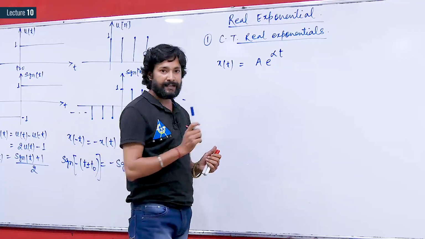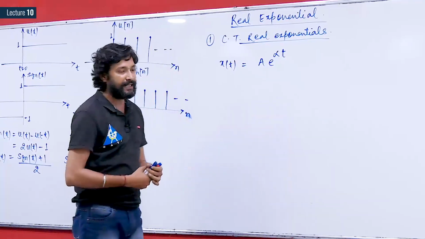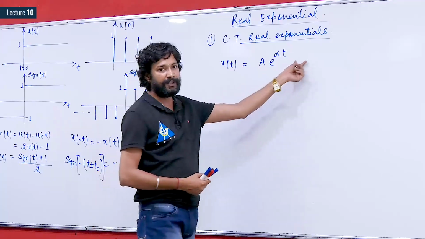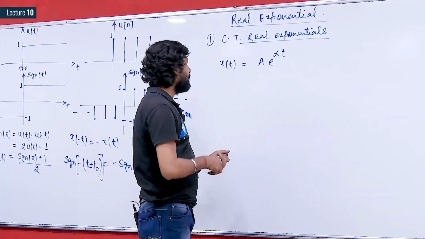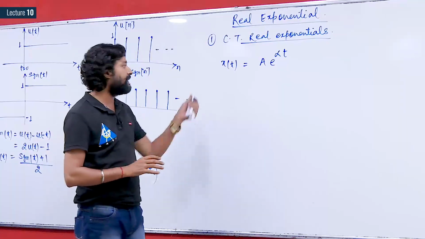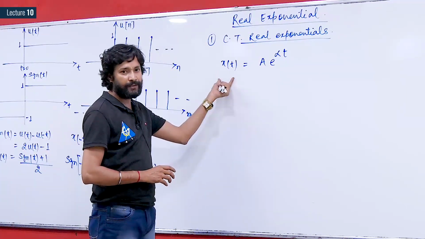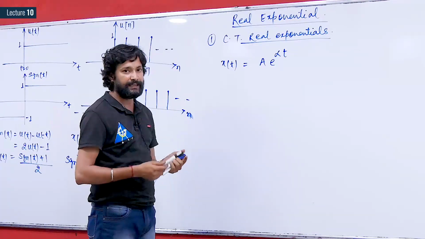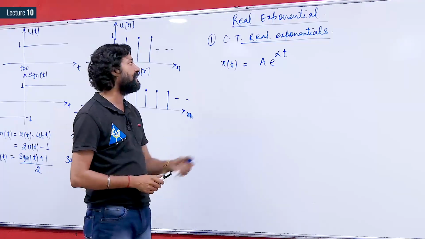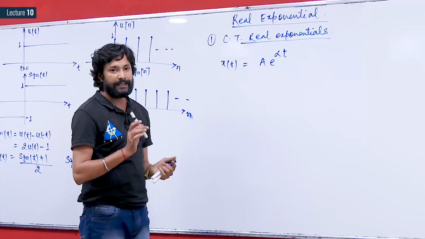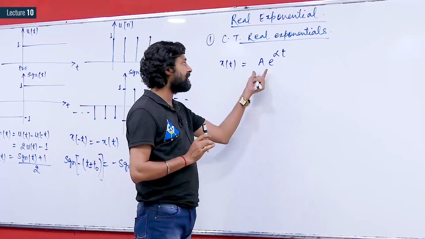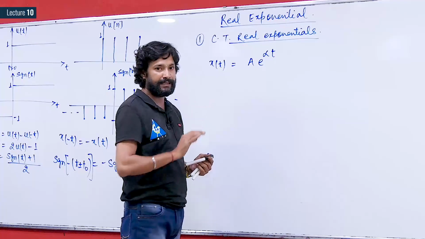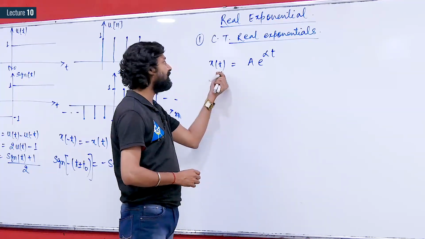But if the word causal is associated, that is, if it is said that a causal signal x of t has this expression, it means it exists only for t greater than 0. One more thing: if nothing is given about the existence of the signal, but in the options you are given all the options for t greater than 0, then you can consider that this signal exists only for t greater than 0. Otherwise, most probably if the signal exists for t greater than 0 only, then either it will be defined to you that it exists for t greater than 0, or it will be said that the signal is causal.